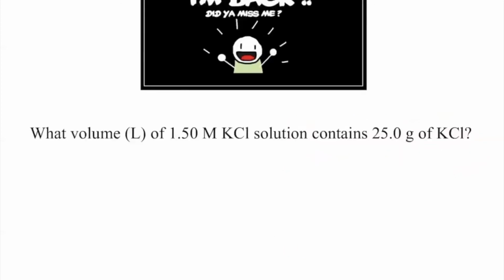Here's one more practice. Your answer for this should be 0.224. Okay, so that should give you comfortable with molarity.